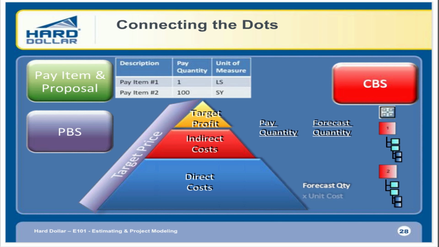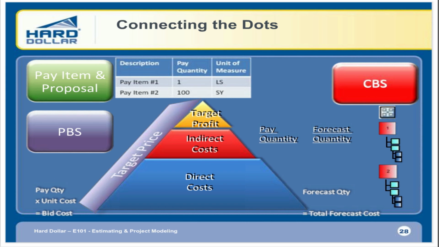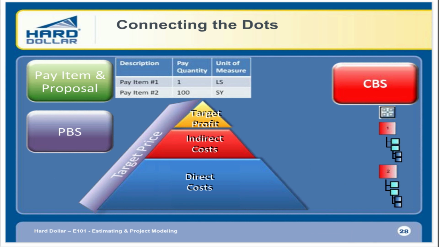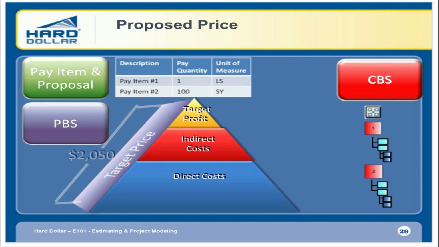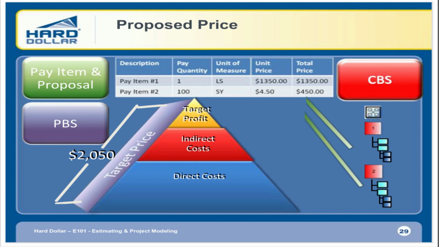So, when we take the forecast quantity and multiply it by the unit cost established in the CBS, we arrive at the total forecast cost for the job. We can then take the unit cost that was established in the CBS and multiply it by the pay quantity. This will give us the bid cost. In the PBS, we have established our target price. In this example, the target price is $2,050.